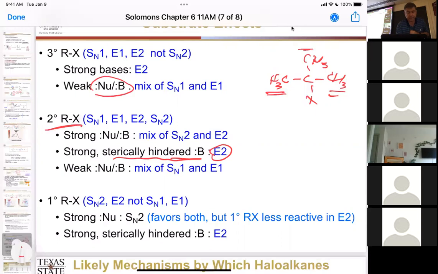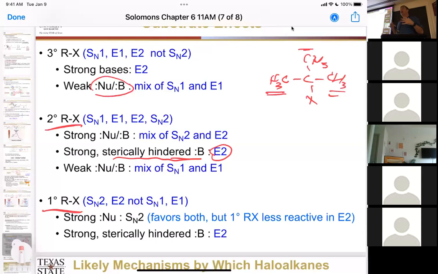Now, of course, primary right here, it cannot do E1 or SN1. Why? Because we can't form a carbocation on a primary carbon. They're just not stable enough. So that means we only have SN2 and E2. So if you have a good nucleophile, you get an SN2. If you have a strong base or a sterically hindered base, you get E2. Okay?